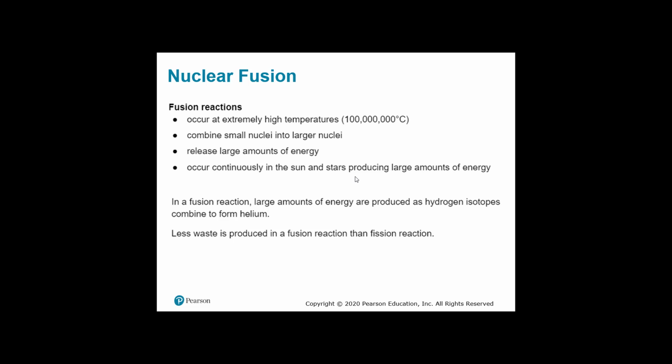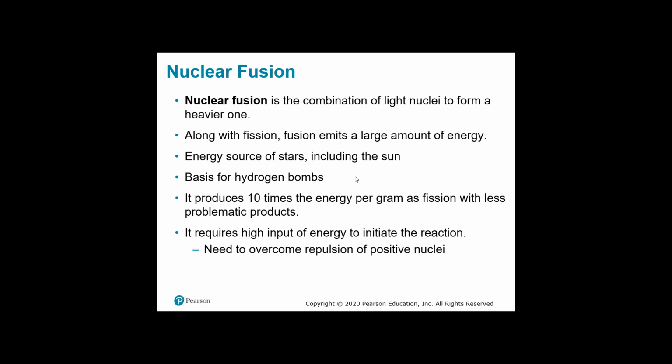They release large amounts of energy, and they can occur continuously in the sun and stars, producing large amounts of energy. So the fact that we're talking about the sun and stars should give you an idea of how much energy and how high the temperature has to be. In a fusion reaction, there's large amounts of energy that are produced from hydrogen isotopes, and they combine to form helium. Less waste is produced in a fusion reaction than in a fission reaction.